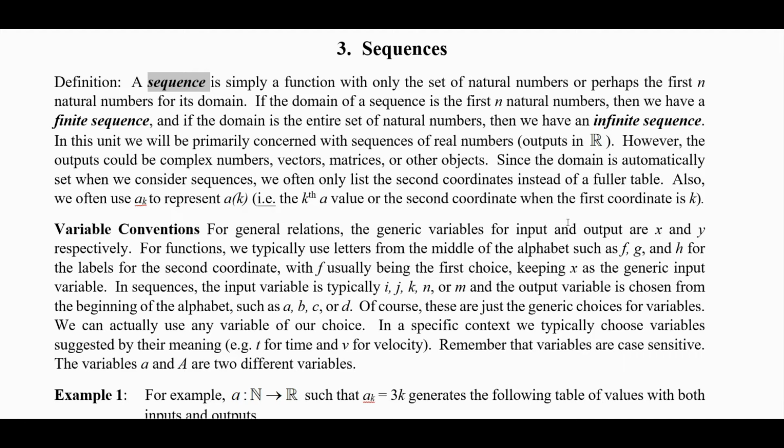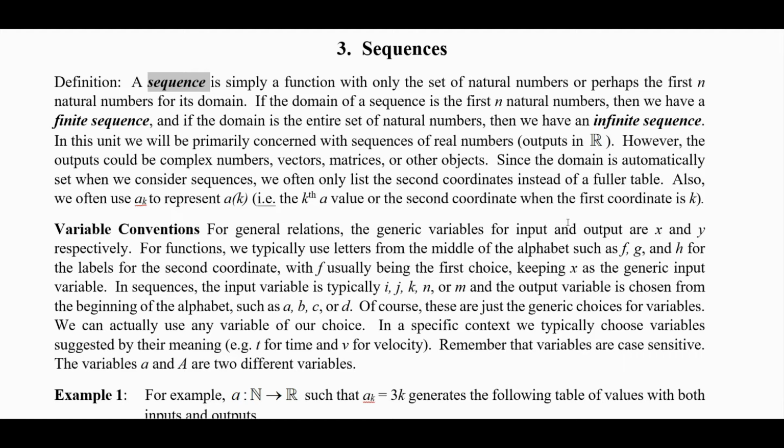Since the domain is automatically set when we consider sequences, we often only list the second coordinates instead of a fuller table. Also, we often use a sub k to represent a of k, that is, the kth a value or the second coordinate when the first coordinate is k. That's usually written as a sub k rather than a of k, like we would for most functions.